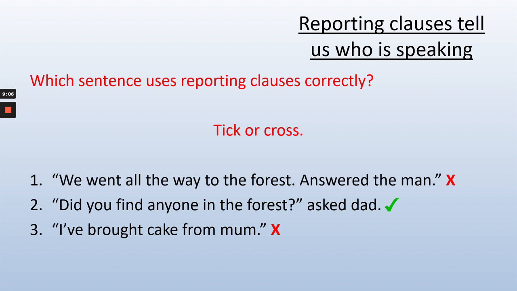Number 1, "We went all the way into the forest," answered the man. Well, there's a reporting clause there, but the reporting clause is outside the inverted commas, so that number 1 is not correct. "Did you find anyone in the forest?" asked Dad. Number 2 is correct. There's a reporting clause telling us who is speaking, and it's outside the inverted commas. Number 3, "I've bought cake from Mum." There's no reporting clause. We don't know who's speaking. Number 3 is not correct.